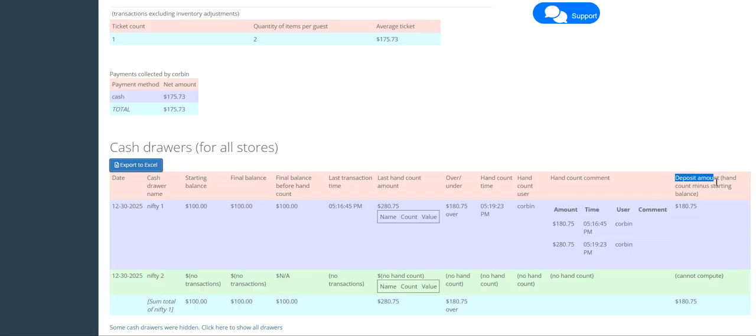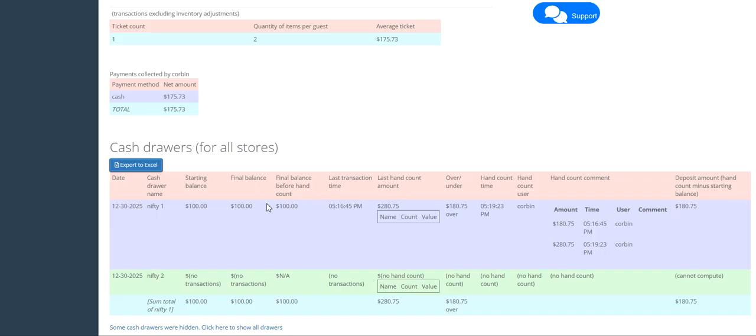Also, the reported deposit is the hand count, which is only the final hand count, minus the starting balance. So that reported deposit amount is only taking into account the second hand count. Now let me show you something to be aware of to potentially detect theft at your cash register. And you might uncover this by noticing that there is more than one hand count being reported.